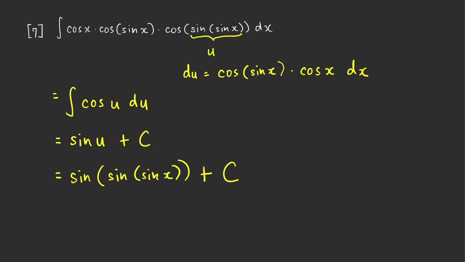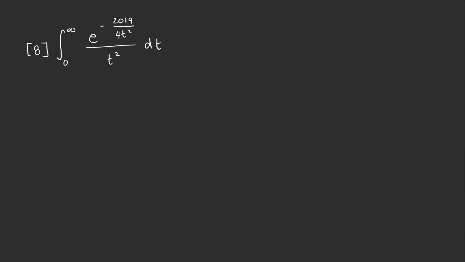Now let's move to the next integral. So for this second problem here, we have the integral from 0 to infinity of e raised to the negative of 2019 over 4t squared, all over t squared dt.